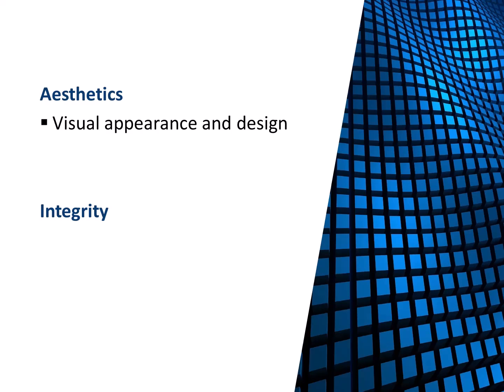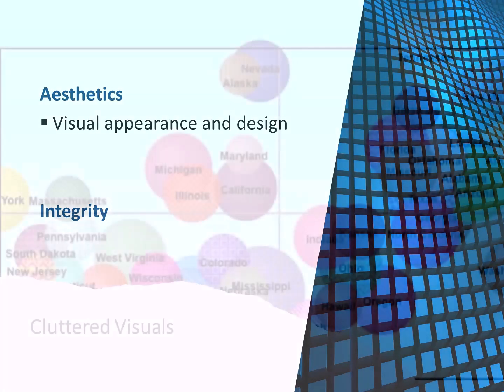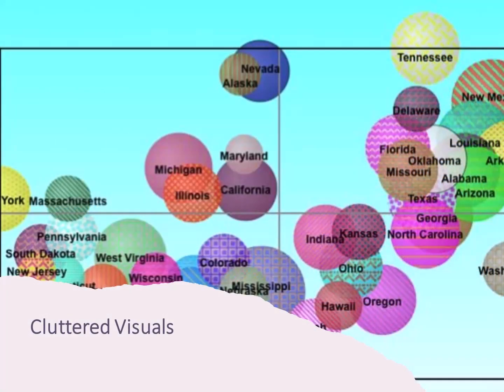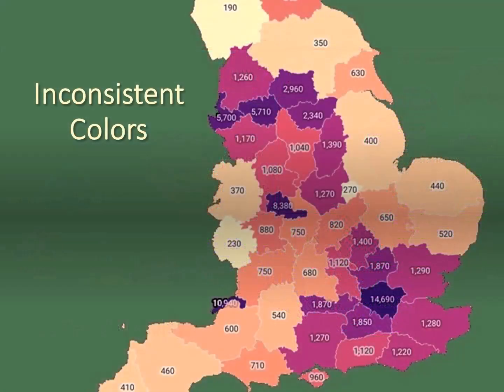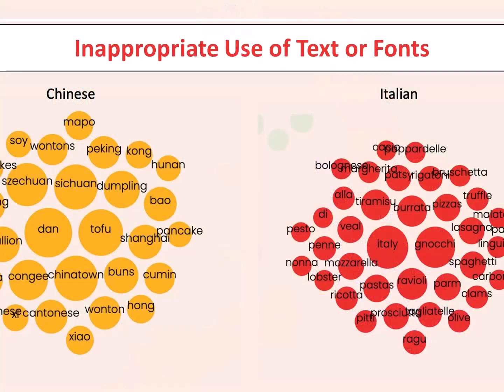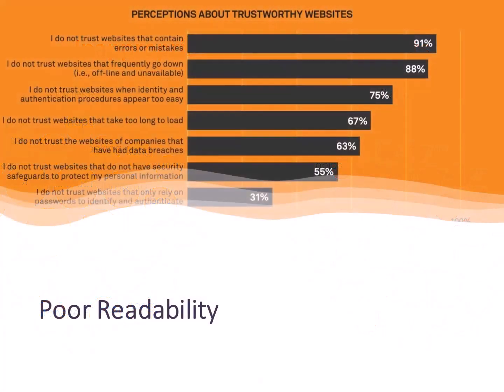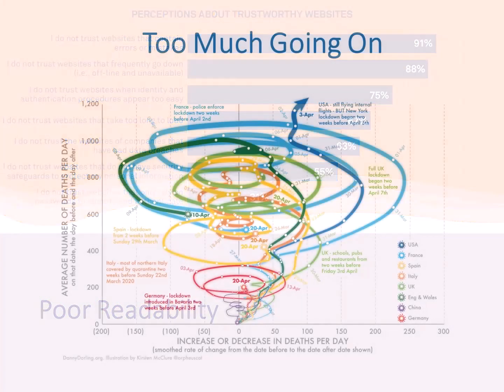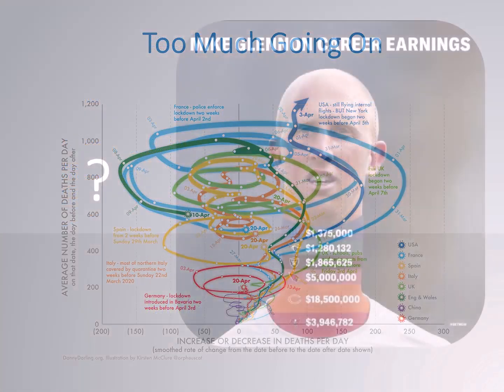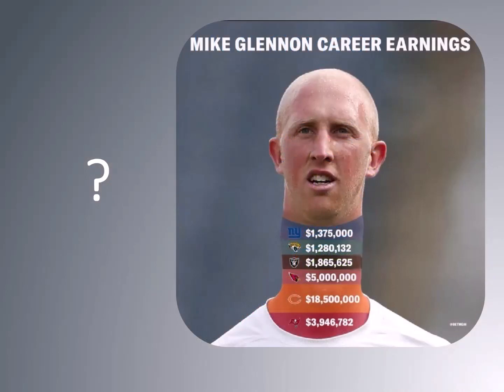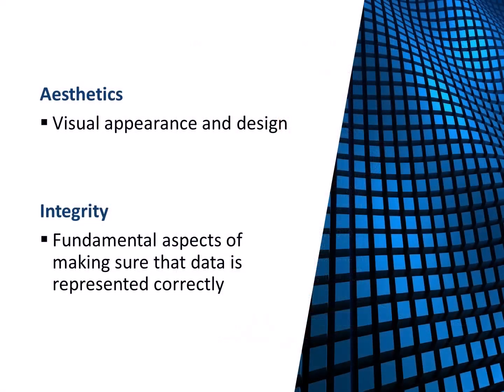Some of the things that may contribute to poor aesthetics are cluttered visuals, inconsistent colors, inappropriate use of text or fonts, poor readability, too much going on, and sometimes, they're just weird. Integrity is a much broader category that focuses on the fundamental aspects of making sure that the data is represented correctly. Let's look at a few examples.